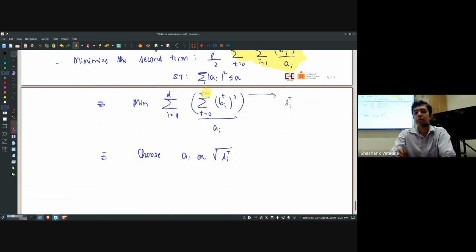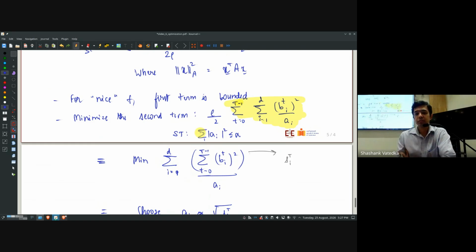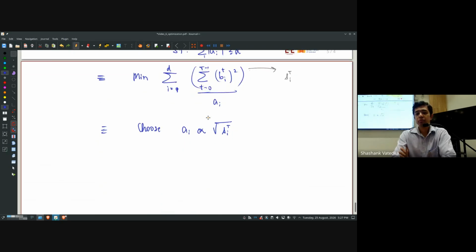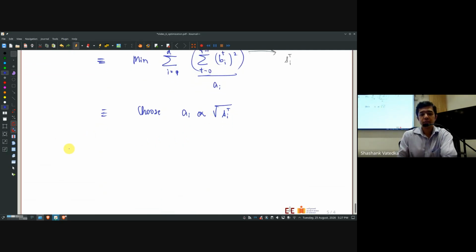In fact, there's a different way of deriving this entire procedure. This intuition that I have provided over here is one way of looking at it from the ERM perspective. But you can view this as a specific instance of a more general class of optimization algorithms called mirror descent.